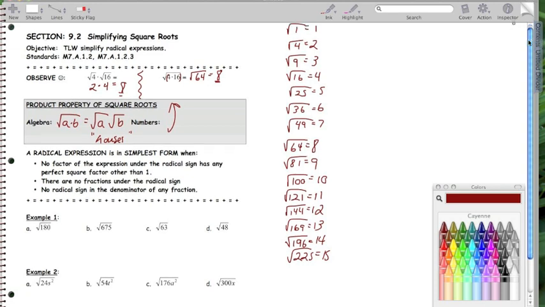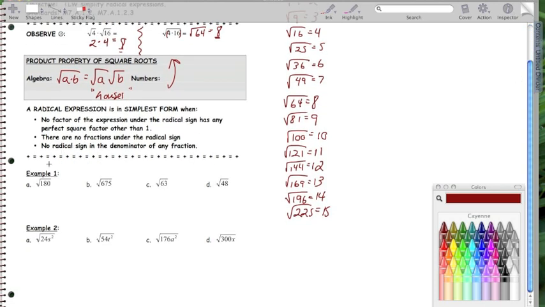So here's what we're going to do. We're going to be given square root symbols with big numbers in them most often. 180, 675, 63, 48. Some bigger numbers, you know. And we want to break them down as far as we can. We do not want to put these in our calculators. That was the last lesson.